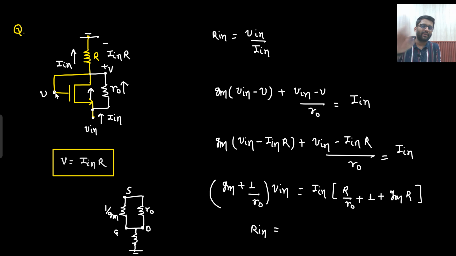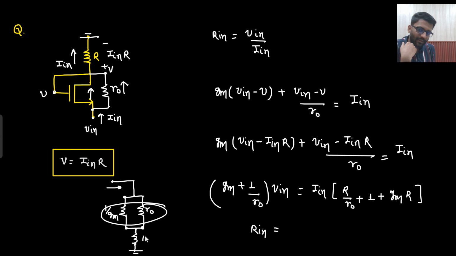So from source to gate I see 1 by Gm. From source to drain I see R naught. Drain is connected to R and R is grounded. Is this the circuit? Forget about drain, gate and source now. From where I am looking, from here, what will be the resistance? 1 by Gm parallel with R naught plus R.